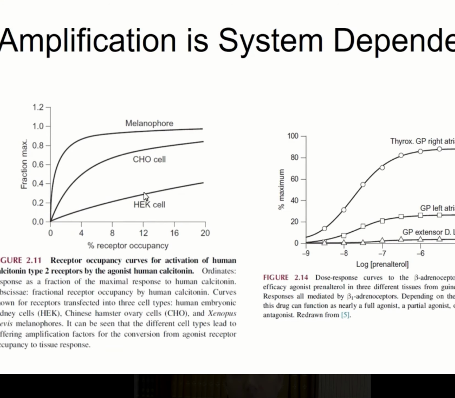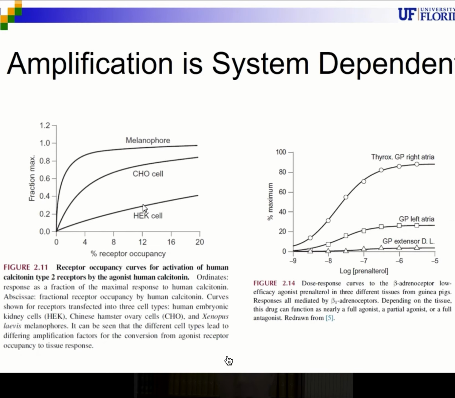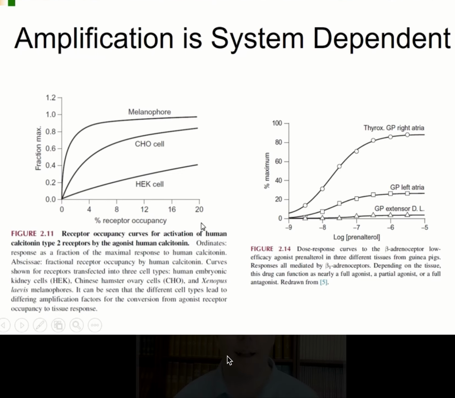The amount of amplification that we see is very much dependent on the system that we are working on. There are two graphs here. They're quite complicated in terms of details, but I don't need you to know the details. I need you to know the gist of them and understand what we're getting at. In this situation, on the left, the x-axis is just showing occupancy, the y-axis is response. In this situation, we are giving an agonist, the same agonist, to the same receptor in 3 different types of cells and measuring the response in each one. And so we can see that in 3 different types of cells, melanophores, CHO cells, which are Chinese hamster ovary cells, and HEK cells, which are human embryonic kidney cells, we get very much different responses.